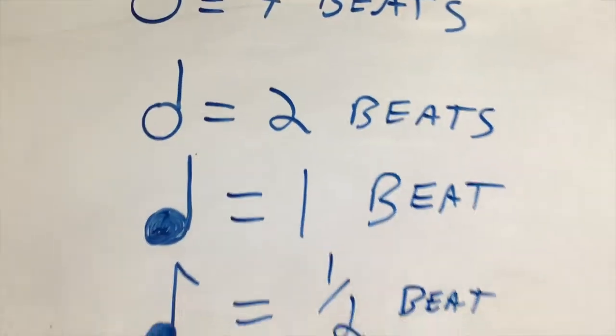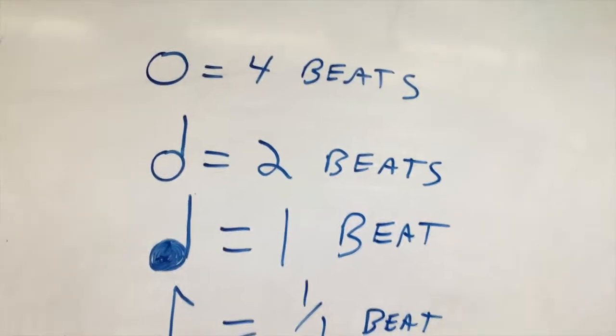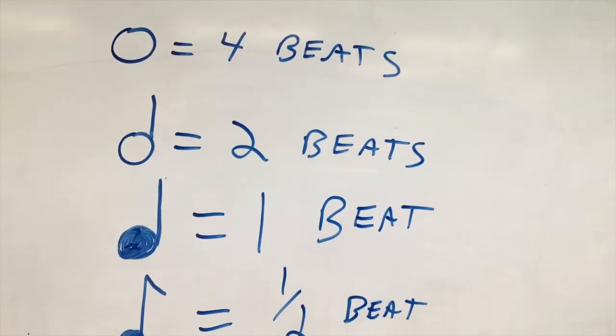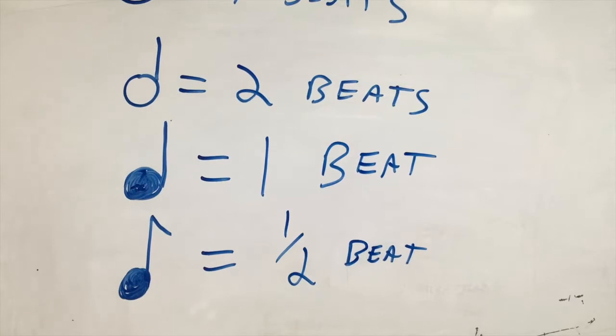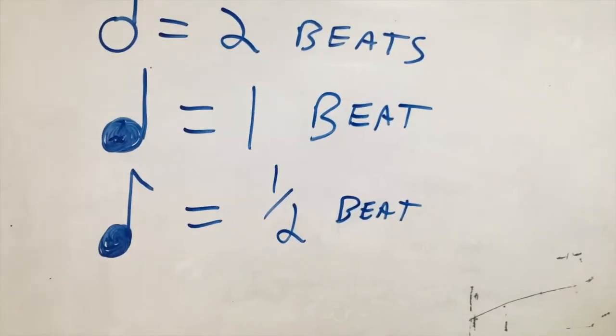So here are your notes. Here are the values. Whole note is 4 beats. Half note is 2 beats. A quarter note is 1 beat. And an eighth note is 1/2 a beat.